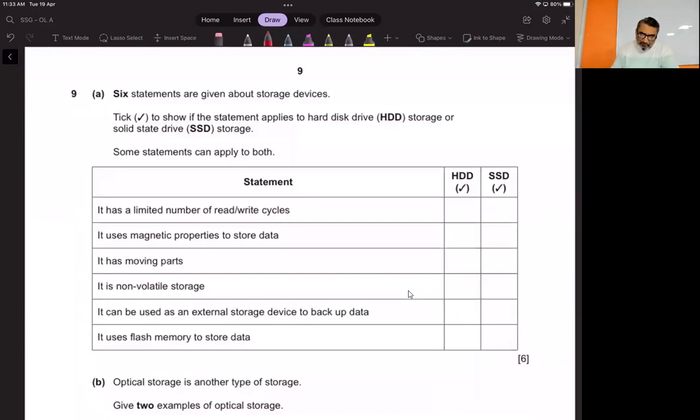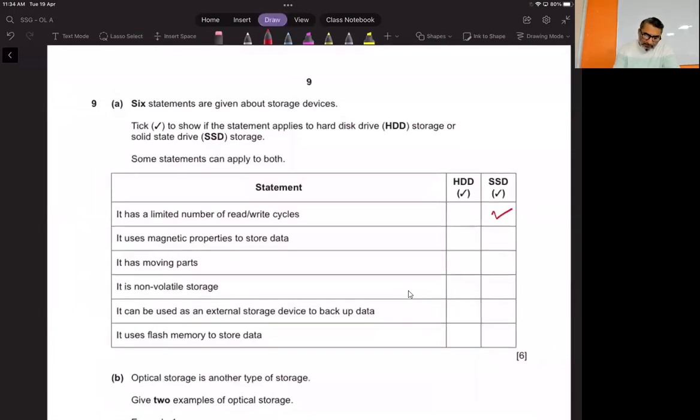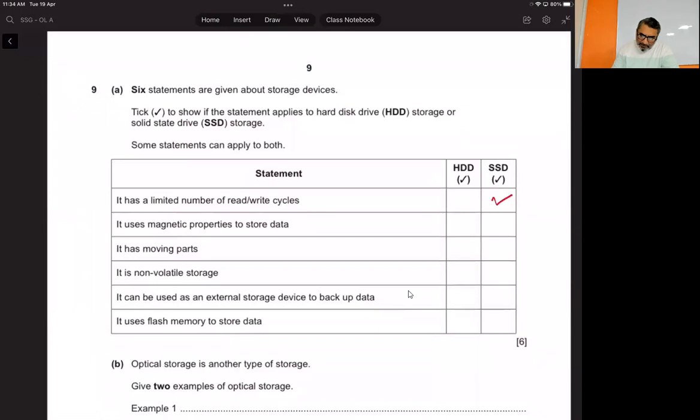So let us see. It has a limited number of read-write cycles, that is SSD. It uses magnetic properties, hard disk drive. It has moving parts, HDD, hard disk drive. It is non-volatile. Non-volatile means when there is no power supply, it can still save the data. It means they are both. It can be used as an external storage device to back up. It can be both. They both can be online.